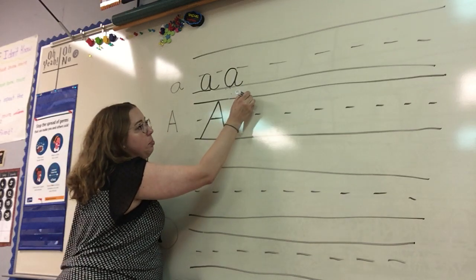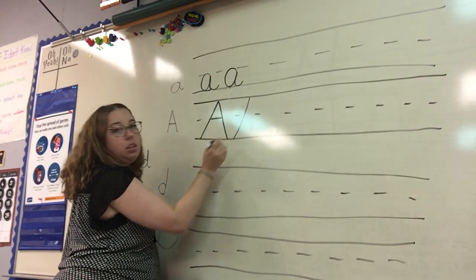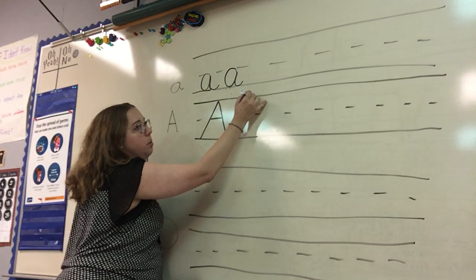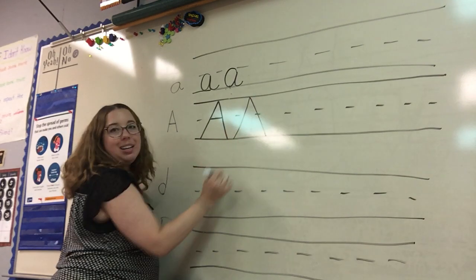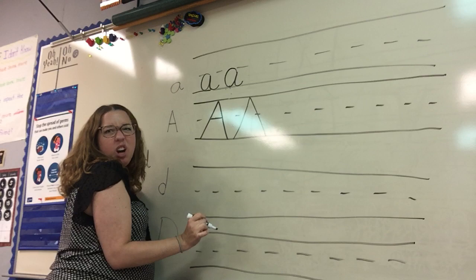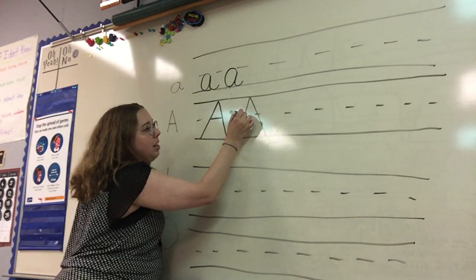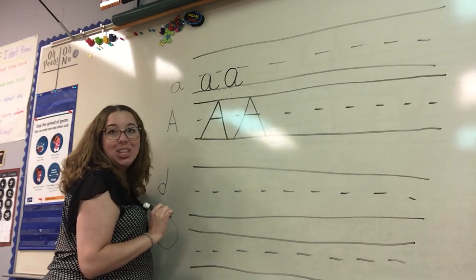Again, starting at the top line, go all the way down, starting at the top point, going down, kind of making that like a triangle. That middle line, I'm going to go all the way across straight. So that's an A.